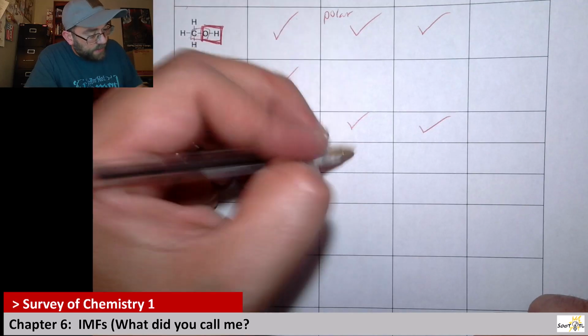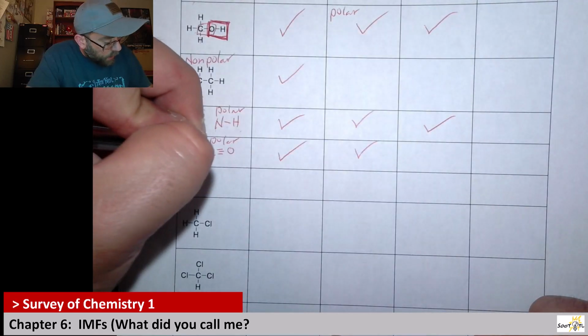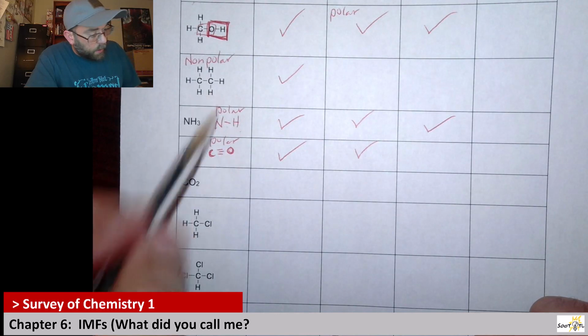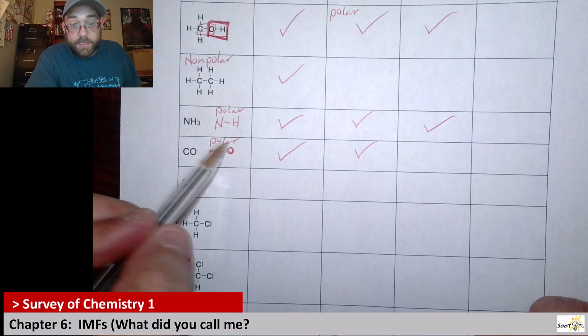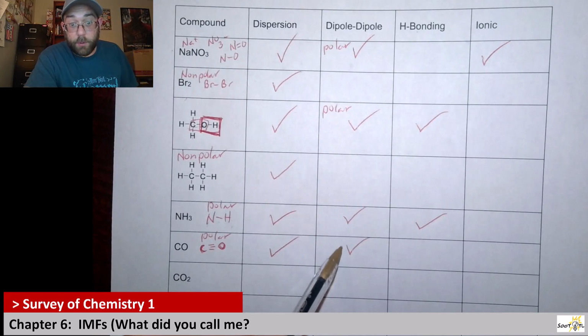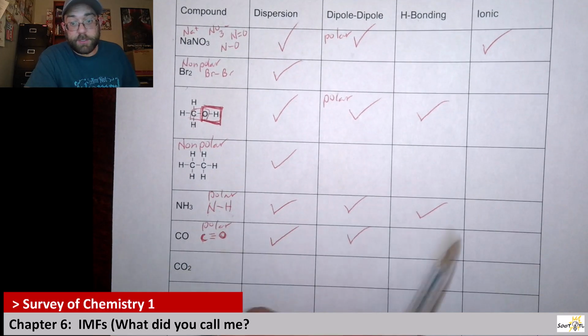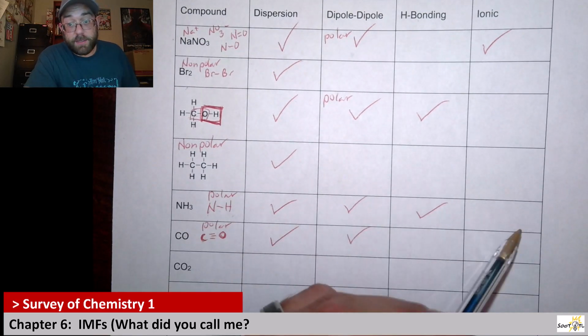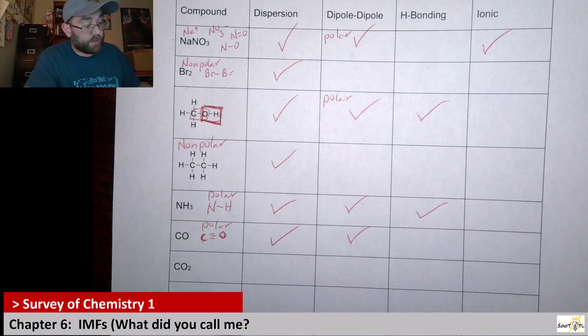Then we know it has dipole-dipole because the electronegativity between carbon and oxygen makes this a polar bond, so it does have the dipole-dipole. There's no hydrogen, so of course there's no hydrogen bonding. These bonds are polar covalent, so it's not ionic either. All right, so that's out.